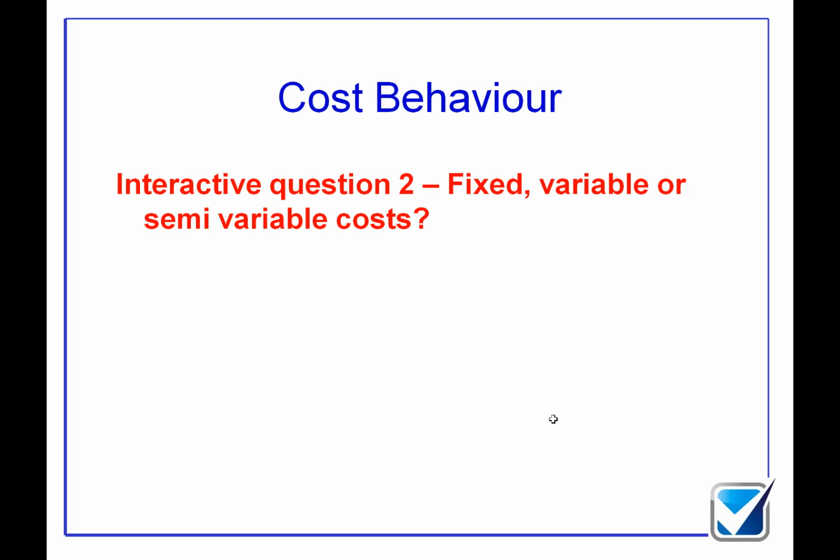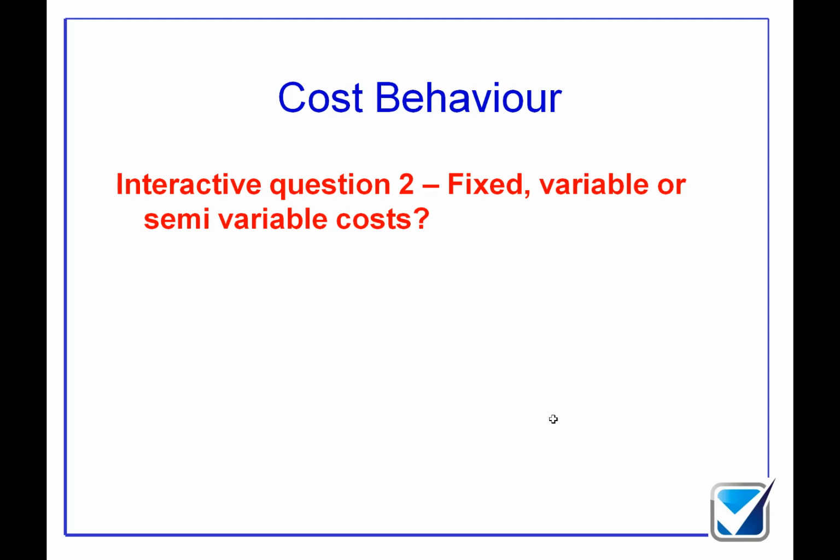And what we've got is tick the appropriate box for each different type of cost. Is it fixed? Is it variable? Is it semi-variable? We've got a telephone bill. Well, a telephone bill has got a fixed element, which is the standing charge, plus a usage element, which means it's got a fixed element and a variable element, so we call that semi-variable.